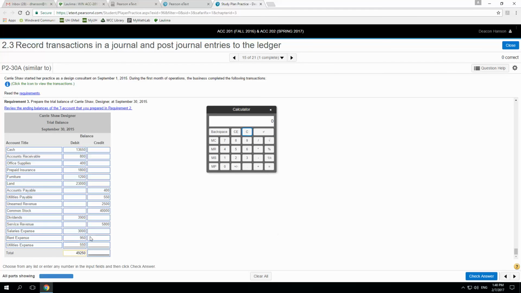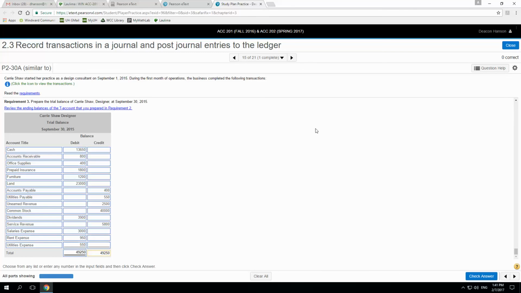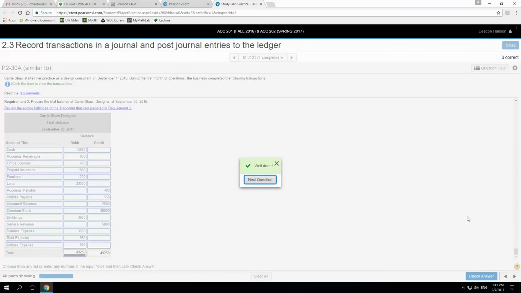Now we're going to come back around, and I'm going to add up the credit column. Starting with accounts payable of 400, utilities payable of 550, and we just go down the list. Let's see what we got. 49,250. That matches my total debit, so I feel pretty confident that I can click check answer. Let's see what we get. It says well done.